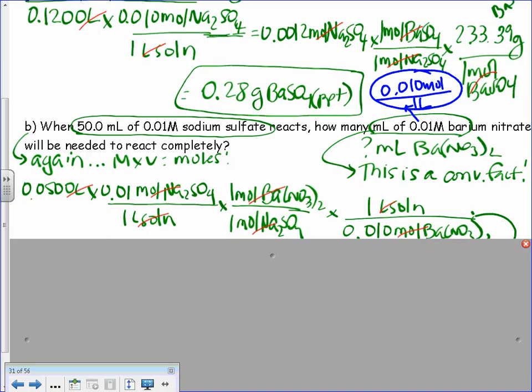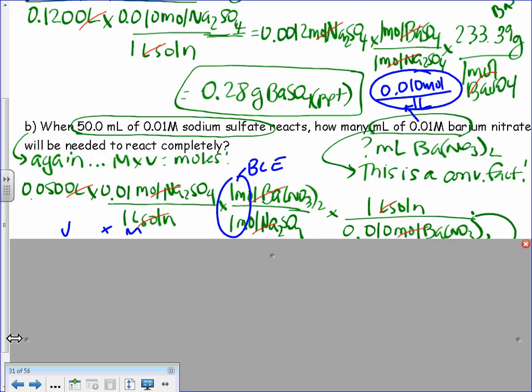So once we get our M times V, we got moles of sodium sulfate. We had to get from apples to oranges. So we had to get from sodium sulfate to barium nitrate, which was using this, which came from what? Where does the 1-to-1 come from? The BCA table, right? The ratio given from the BCA table.